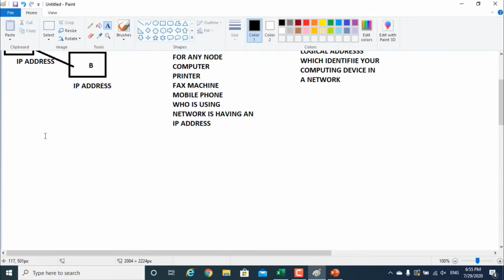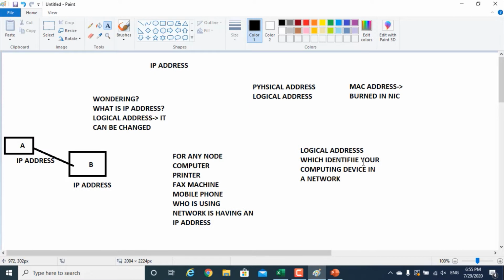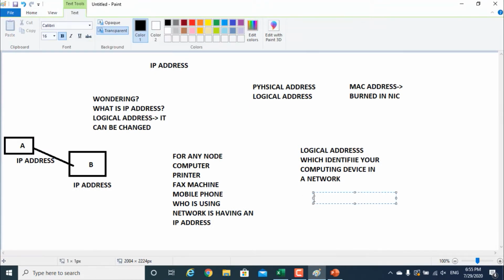So what is an IP address? An IP address is an address which identifies your computing device in a network. That address can be of two types. The first type is the IPv4 address, and the other one is the IPv6 address. IPv means IP version, so IP version 6 address.